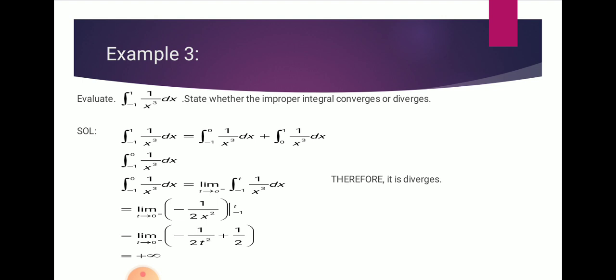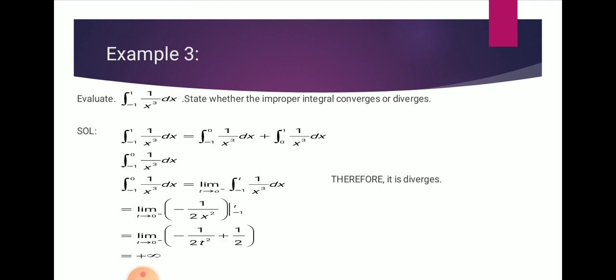the integral from negative 1 to 1 of 1 over x cubed dx as the integral from negative 1 to 0 of 1 over x cubed dx plus the integral from 0 to 1 of 1 over x cubed dx. If either of the two integrals diverges, then the original integral diverges. Begin with the integral from negative 1 to 0 of 1 over x cubed dx.